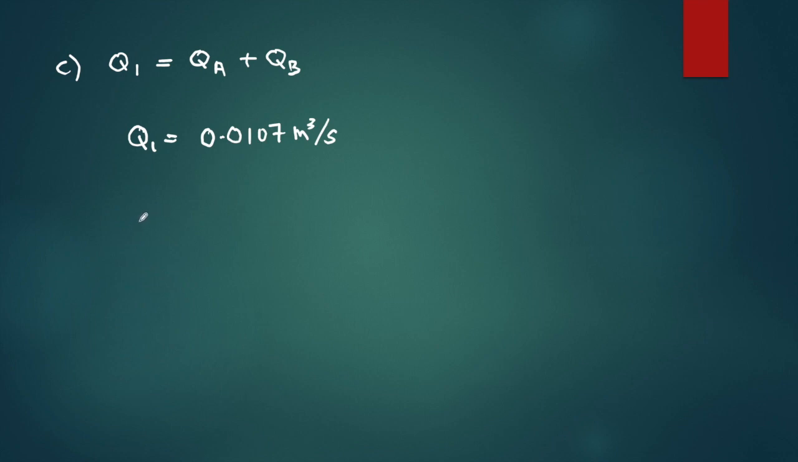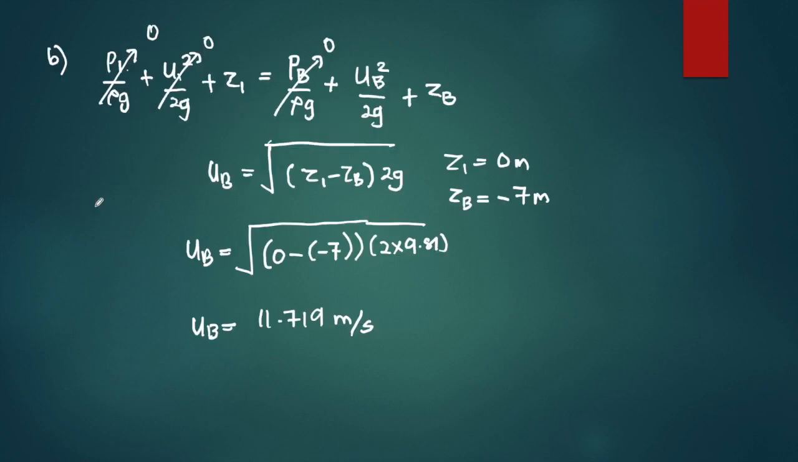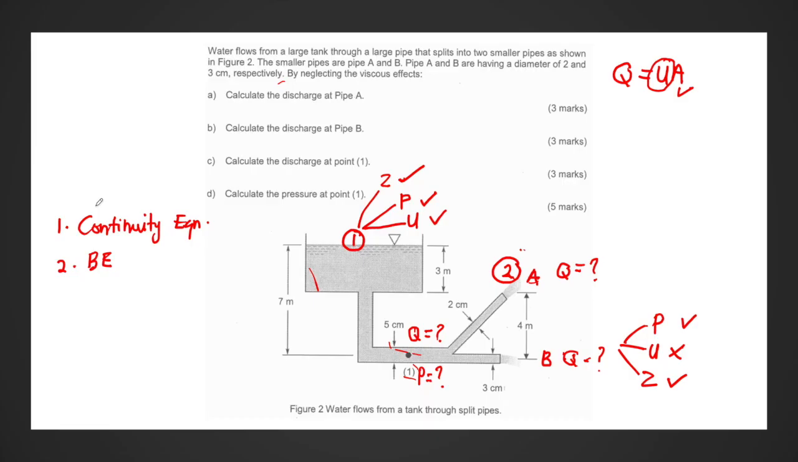Now we go to question D. Your question D asks about the pressure at point 1. So you have to select point 1 and point 2. Or maybe you can select this as your point number 1, because we already determined the velocity at point A, the pressure at point A, the pressure at point B and the velocity at point B. You may select either point 1 to point 2 here.